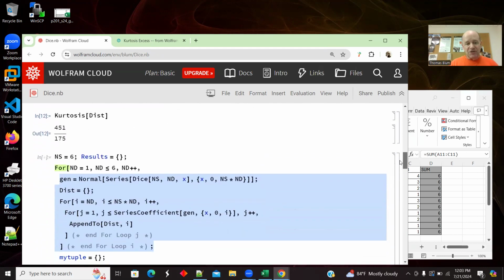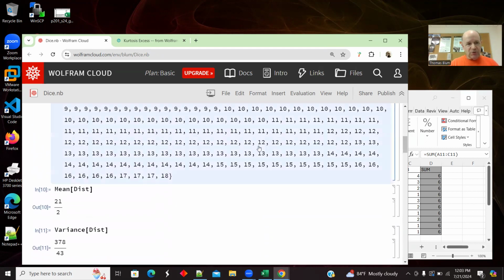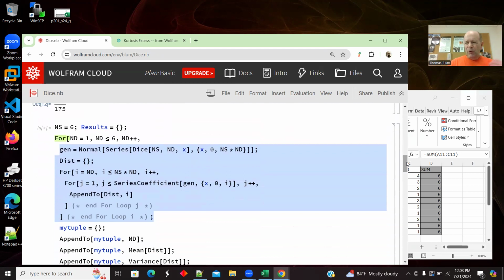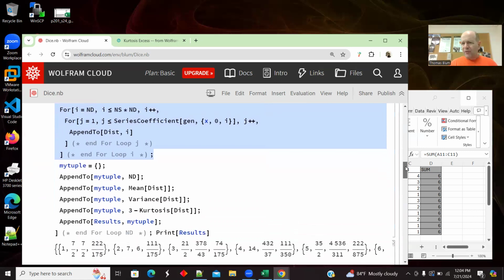Using the generating function to get the distribution. So we're generating this distribution. That's a perfect representation of what can happen when I'm rolling ND dice with NS sides. Okay, so I'm making the distribution, and then I'm gathering the statistics on that.